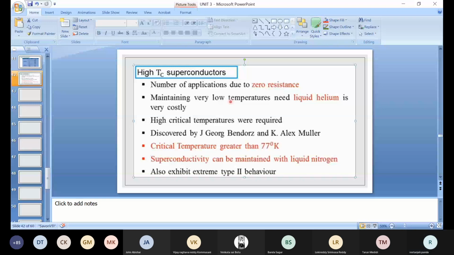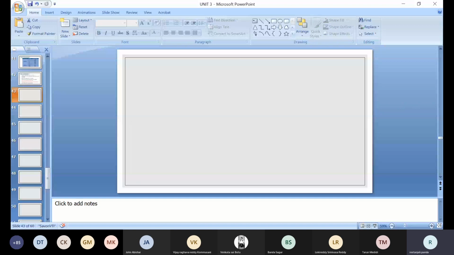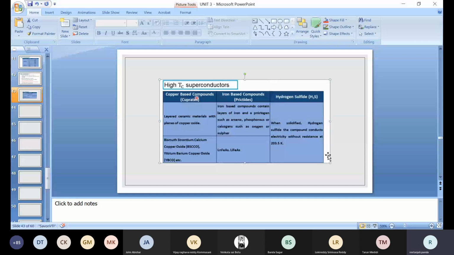Okay. The next thing we will see is the advantages of this type of superconductor. Okay, so we will see different examples now. Let me see.